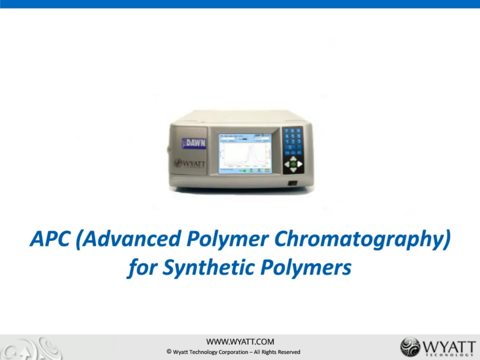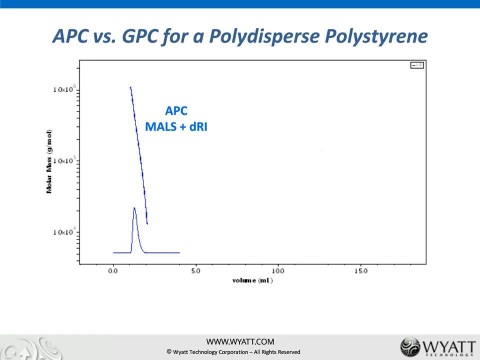And now I'm going to share some data from APC, Advanced Polymer Chromatography, for some synthetic polymers. This is the APC separation of the polydisperse polystyrene, NBS-706. And just like some of our customers have used the standard MALS and DRI for APC, we did see a decent peak with reasonable molecular weight across the peak. Because the sample is polydispersed, molecular weight is not flat, but rather has a pretty steep slope here.